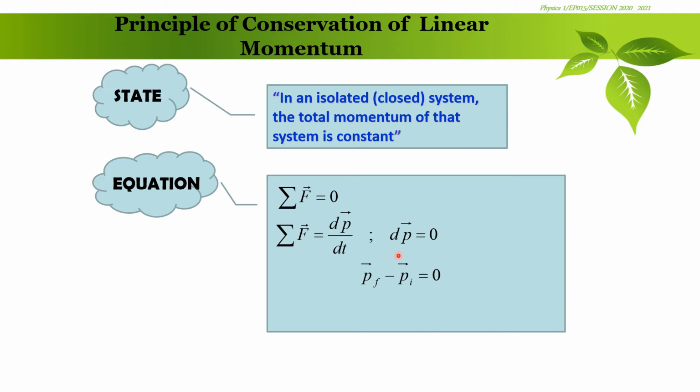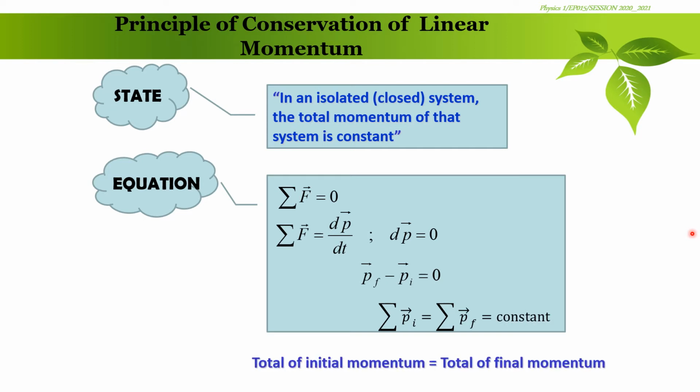Change of momentum is equal to final momentum minus initial momentum, as shown in the equation. Then, we will get the total of initial momentum equal to the total of final momentum, which is constant. This particular equation is the principle of conservation of linear momentum.